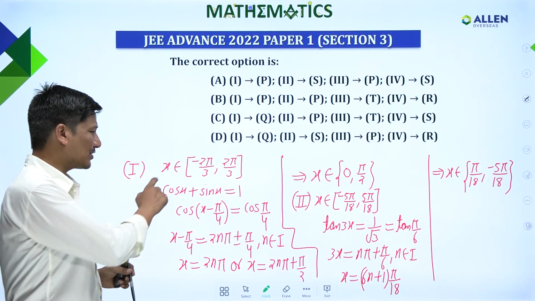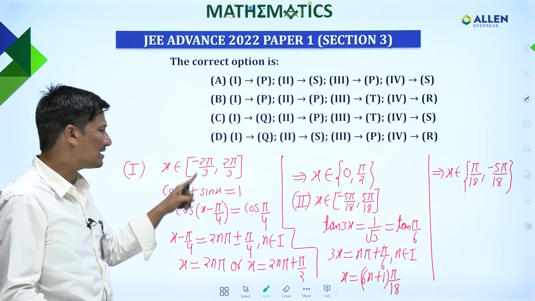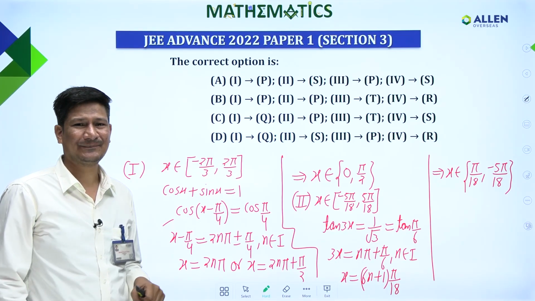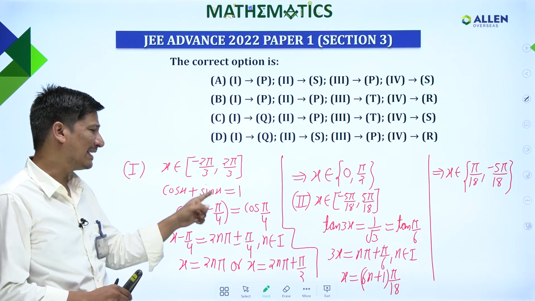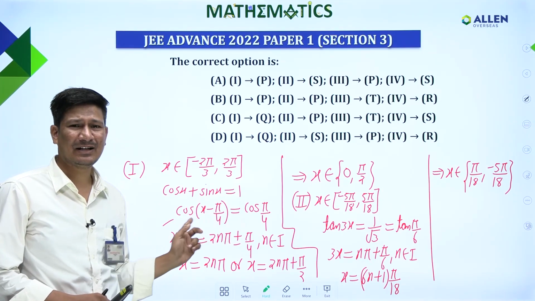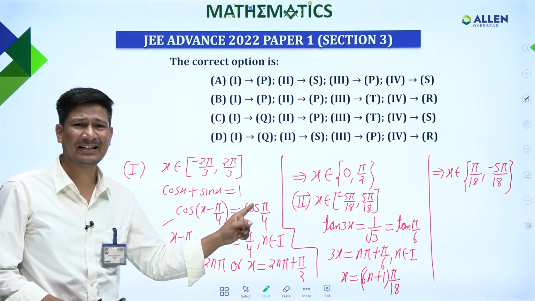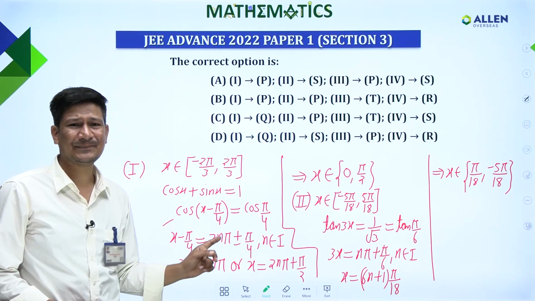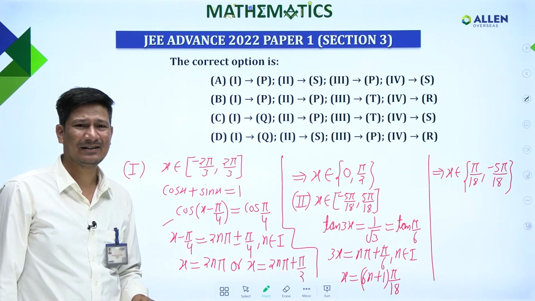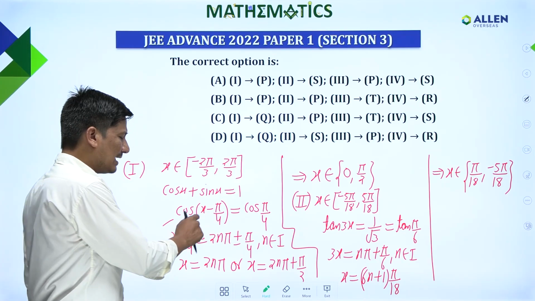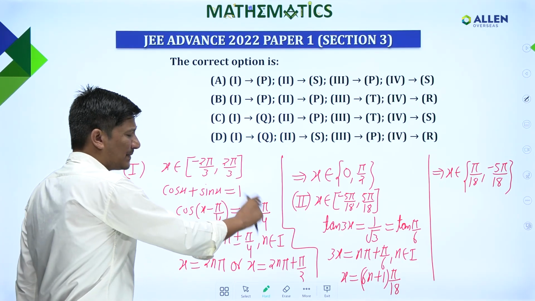So the first part of the question: x lies in minus 2 pi by 3 to 2 pi by 3. The equation is cos x plus sin x is equal to 1. Now guys, everybody knows it is of the a cos theta plus b sin theta form. So multiply both sides by 1 over root of a square plus b square. It will convert into cos(x minus pi by 4) is equal to cos pi by 4.